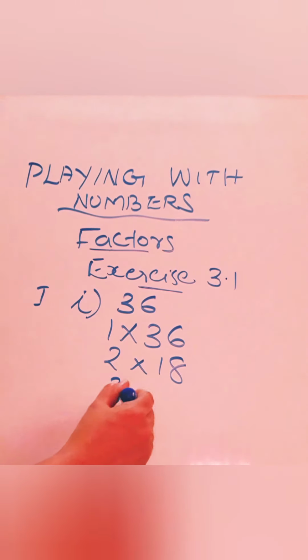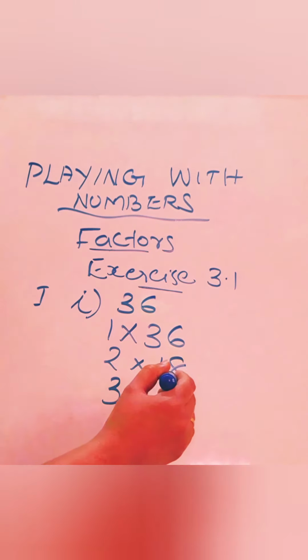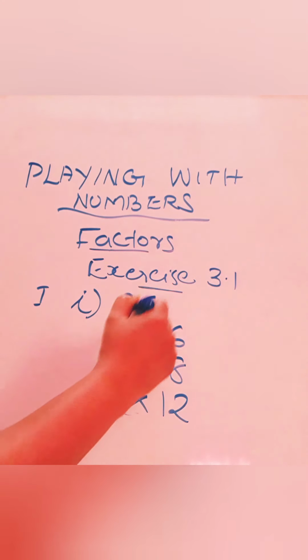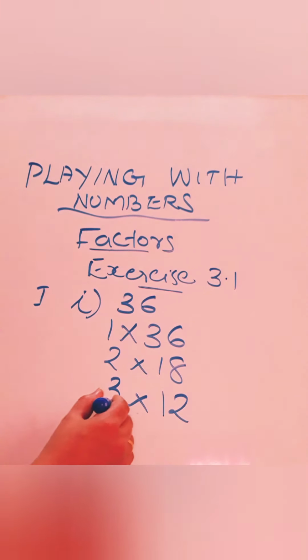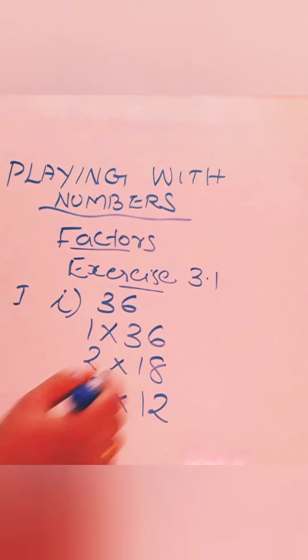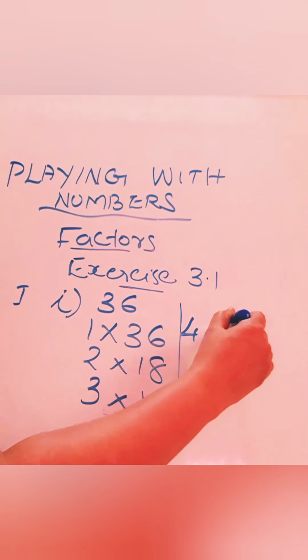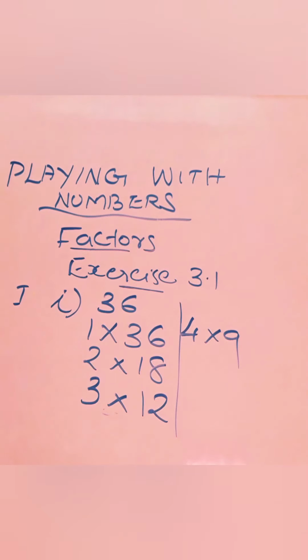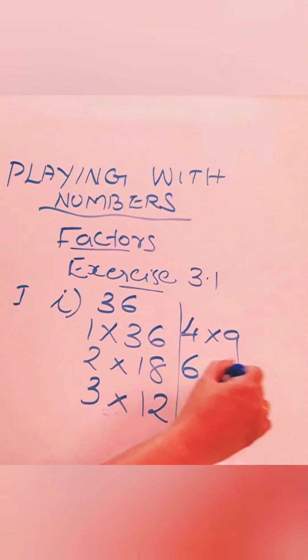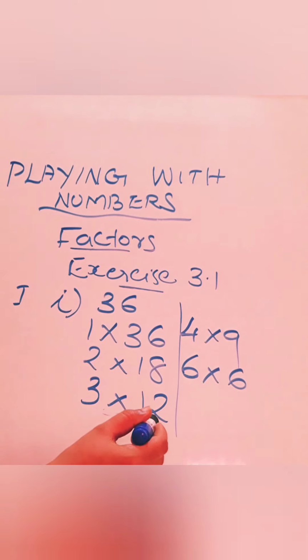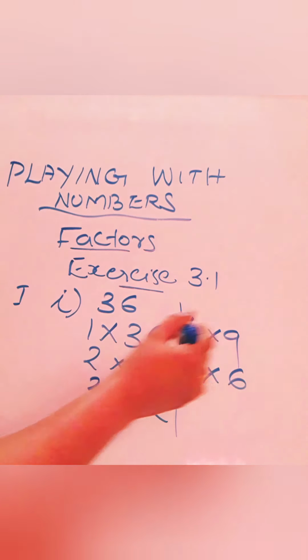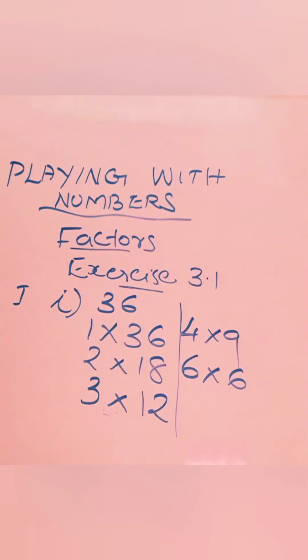So 3 into what? 3 into 12. 12 3s are 36. Then 4's table, we know 4 into 9. So I will write here 4 into 9 is 36. Then 5's table no. 6's table, of course 6 into 6 is 36. 7's table no. 8's table no. 9's table, we have 9 into 4, which we have written. 4 into 9, 9 into 4, same. Then 10's table no.